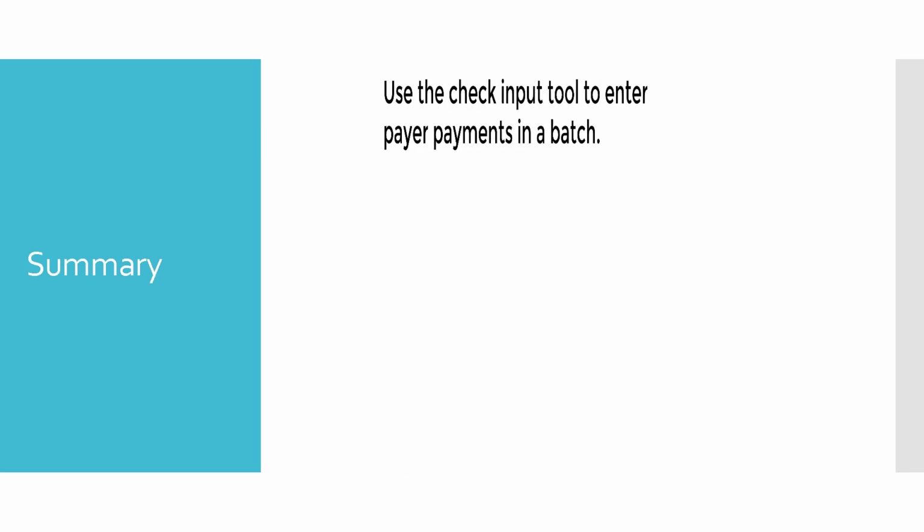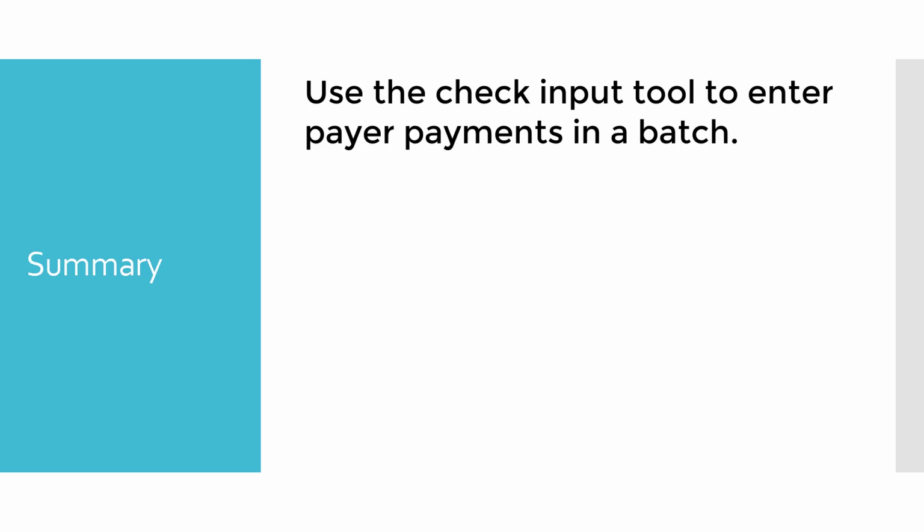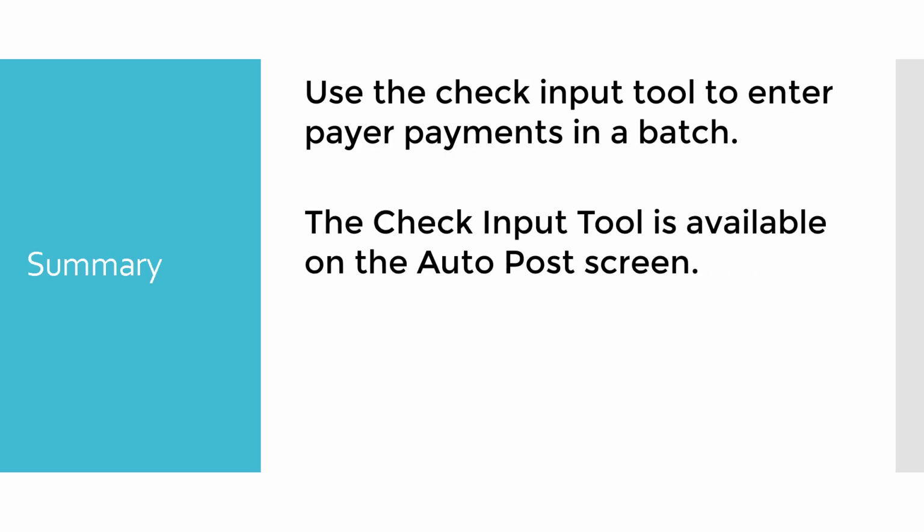In summary, the Check Input tool is a way to enter payments and adjustments from a paper remit that you received by check or insurance credit card. The Check Input tool is launched from the same screen that you received downloaded remits from your clearinghouse. The tool is launched by clicking the Check Input button on the Auto Post screen.